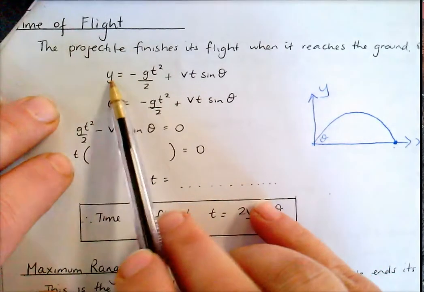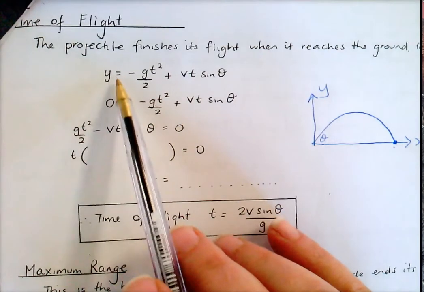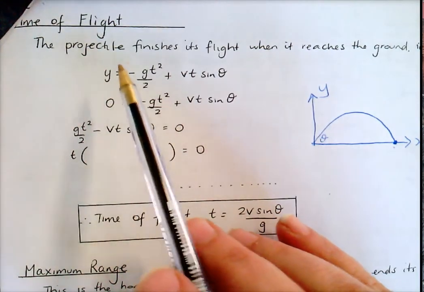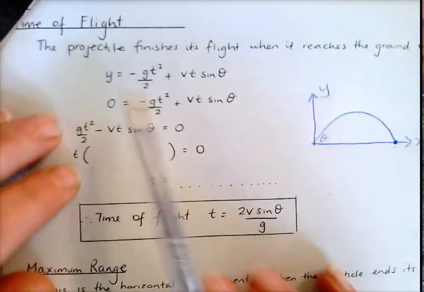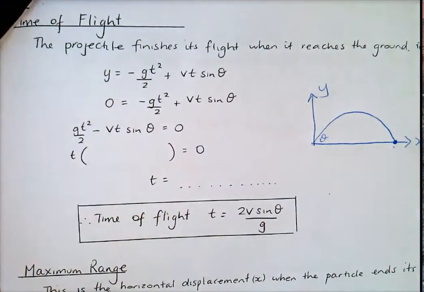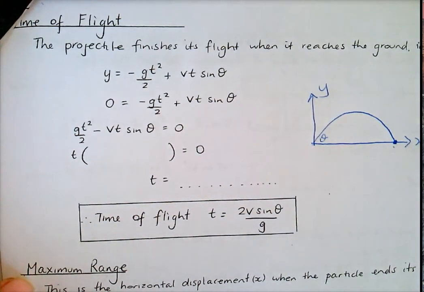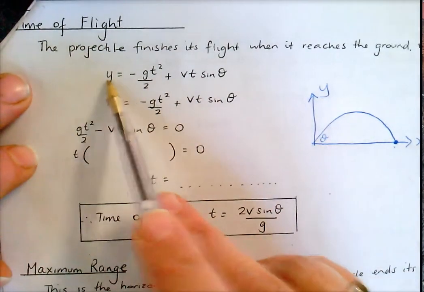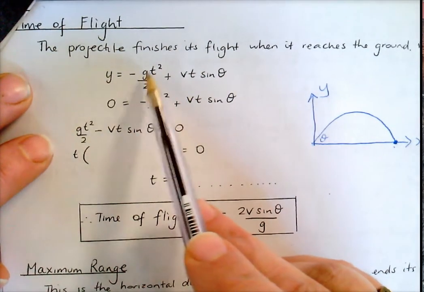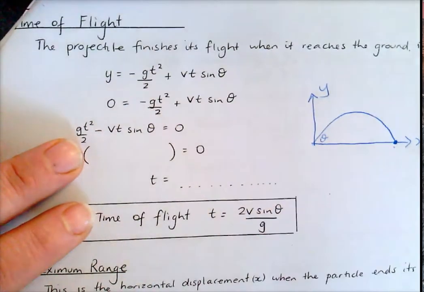So we know, once you've come up with the equation for the x and y, for the horizontal and the vertical components of displacement, you can then answer questions like what's the time of flight, what's the maximum height reached, and what was the maximum range. They're the 3 things they're going to ask you. So how long does the flight take? Number 1. That will happen when it hits the ground, when y is 0. So you take your y equation, which is negative gt squared on 2 plus vt sine theta, and put y equal to 0 and solve.